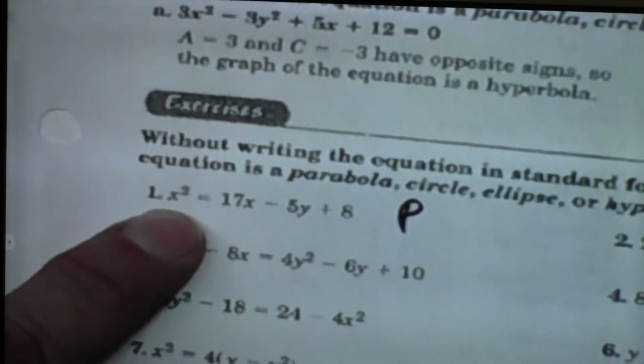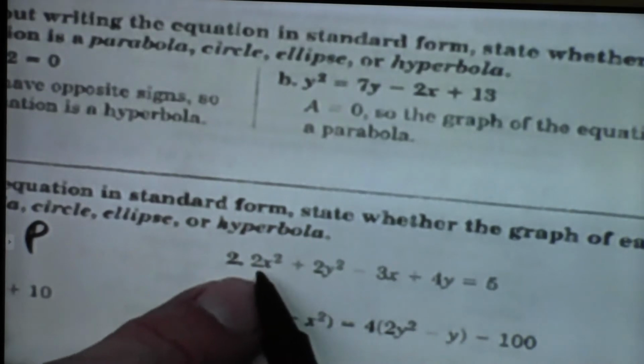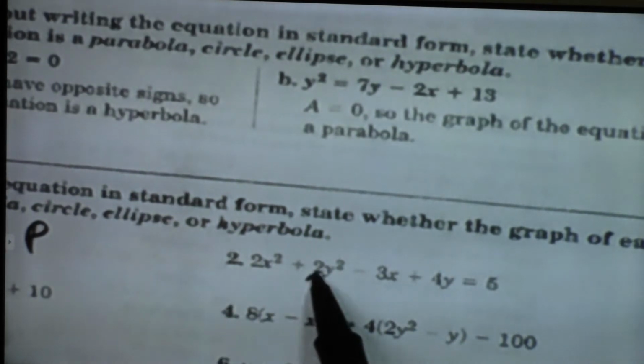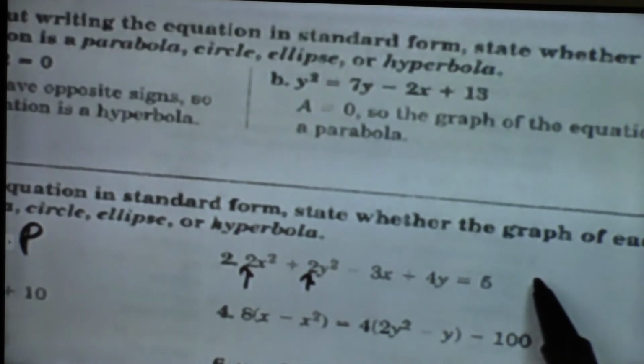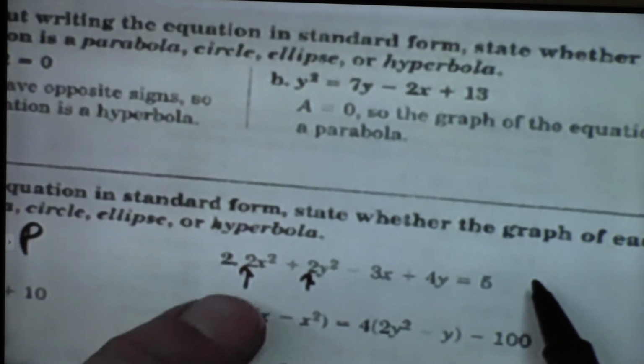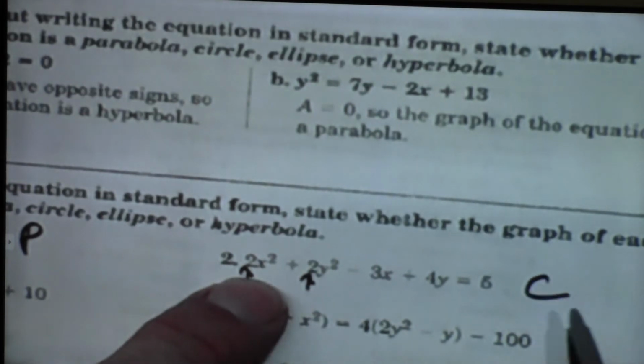Okay. This next, let's look over at 2. I have 2x squared and 2y squared. The coefficients are exactly the same. What's this going to be? When the coefficients are the same, it's going to be a circle. So because the coefficients are the same, that one's going to be a circle.